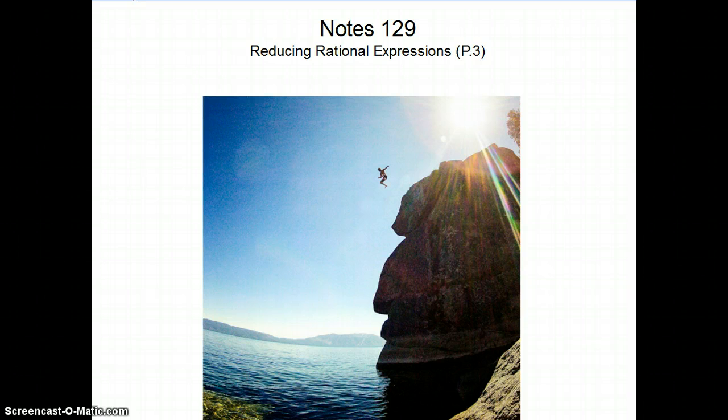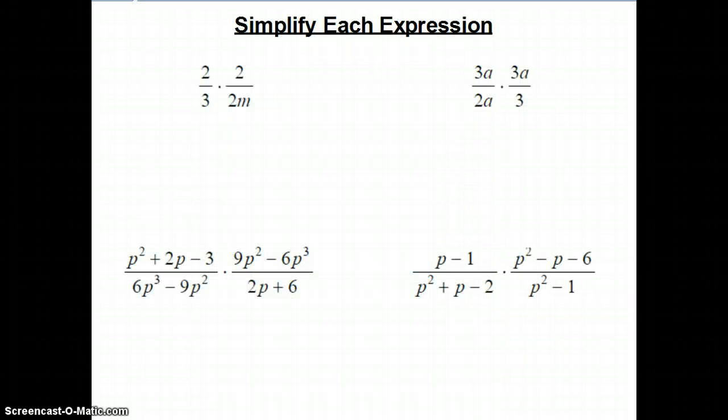In our previous lessons, we've discussed reducing rational expressions by factoring completely and identifying common factors between the numerator and the denominator. In today's lesson, we're going to move on into division, so taking two rational expressions and dividing them. First, let's recall simplifying expressions with multiplication.